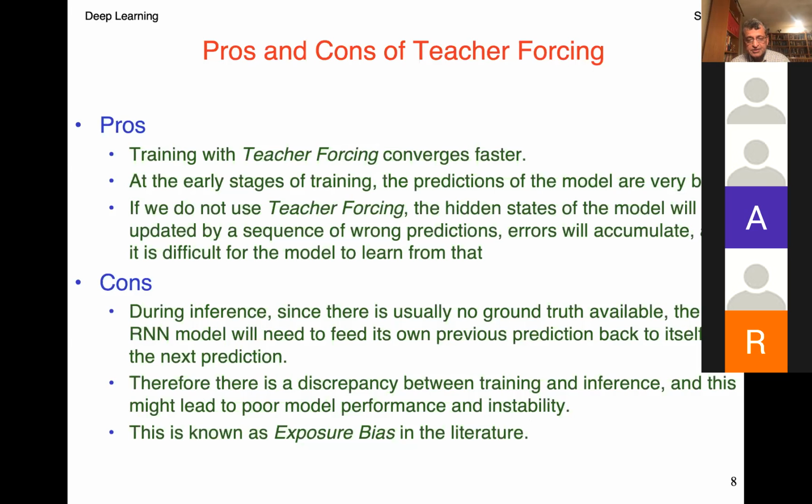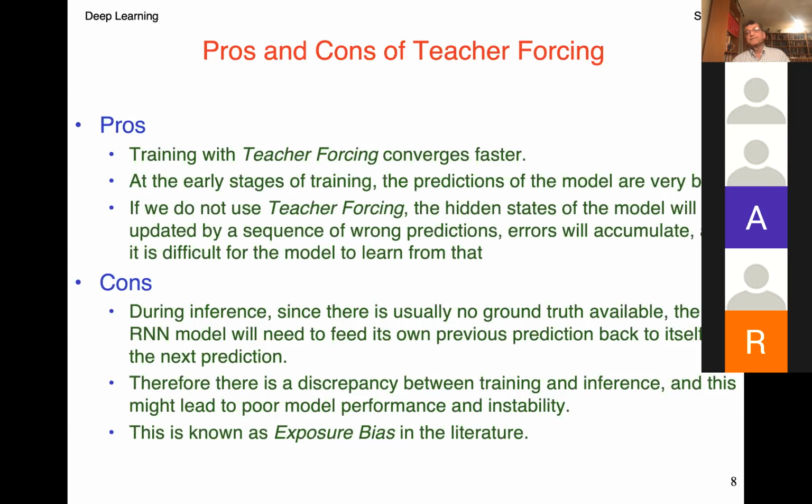The cons are that during inference, since there is usually no ground truth available, the RNN model will need to feed its own previous prediction back to itself for the next prediction. So we need to be able to do that in situations where we don't have ground truth available. So there is a discrepancy between training and inference. Inference is predicting in the future, and we are using inputs without ground truth. This might lead to poor performance and instability. This is known as exposure bias in the literature.